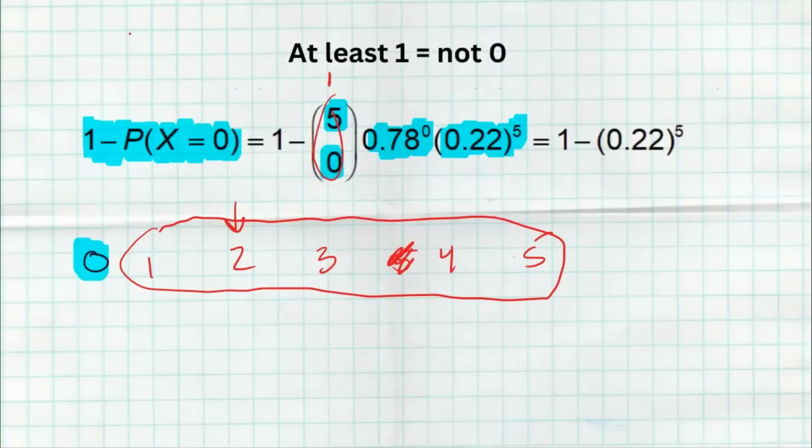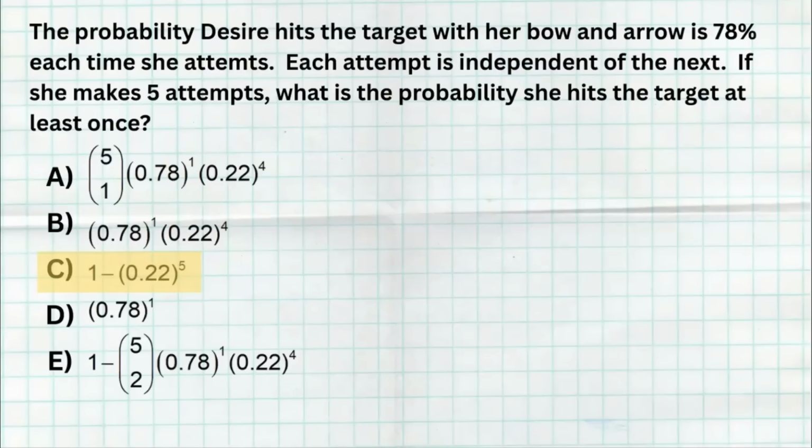There's only one way that can happen. They're all misses. 0.78 to the 0, anything raised to 0 is 1. So that would be just 1 times 1, which is 1. So essentially we get 1 minus 0.22 to the 5th. 0.22 to the 5th is missing all 5 of them. 1 minus that would mean we make at least 1. So that's how we come across the answer, choice C. A little bit of a tricky one, kind of hard to understand, so hopefully that makes sense to you.